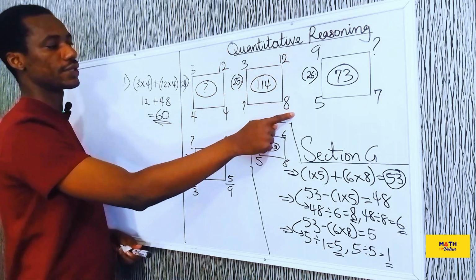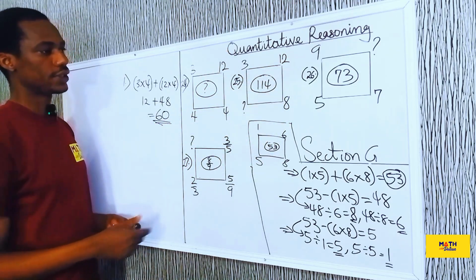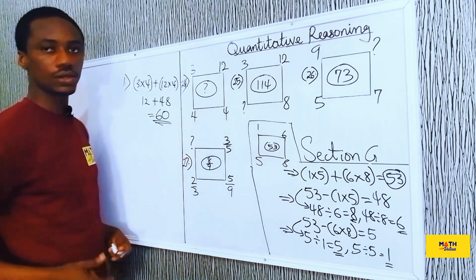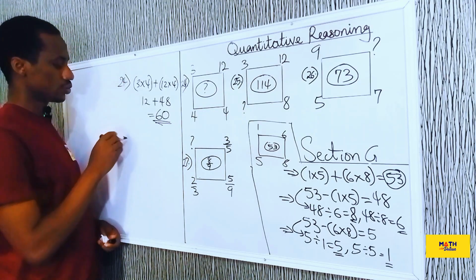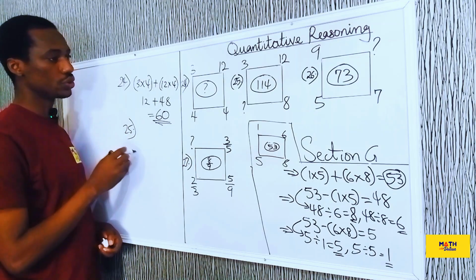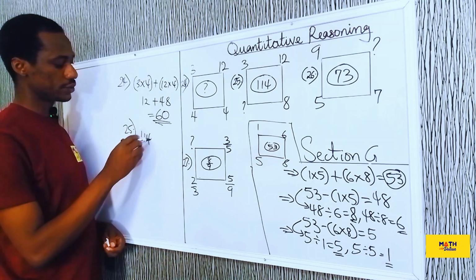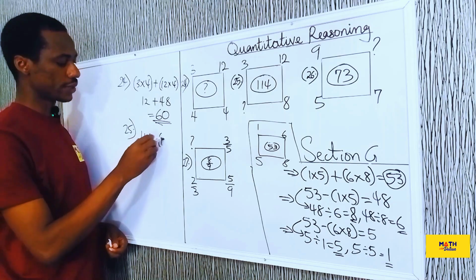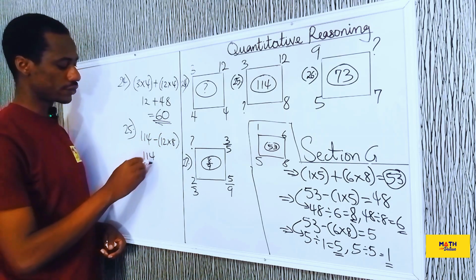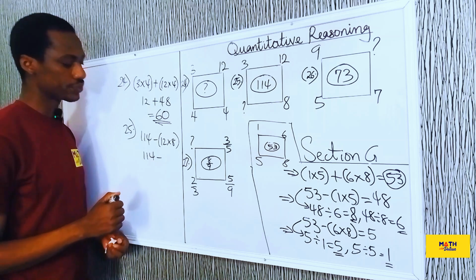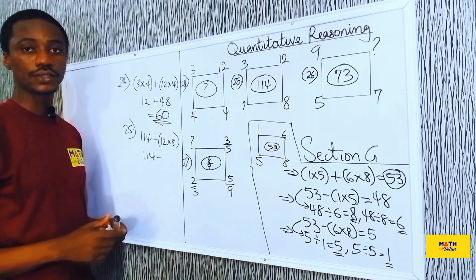So we multiply this 12 times 8 and then we subtract it from 114. All right, so for number 25, we do 114 minus 12 times 8. That's what we're going to do first. So that's 114 minus 12 times 8.